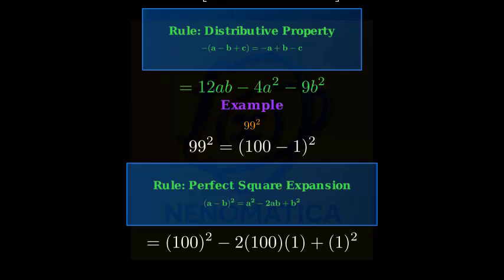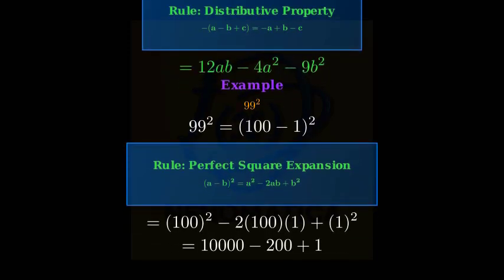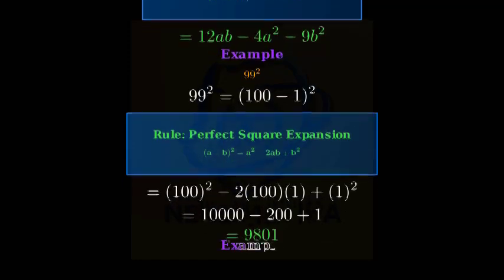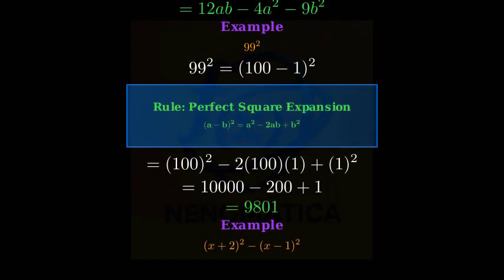Let's calculate each term. 100 squared equals 10,000. 2 times 100 times 1 equals 200, and 1 squared equals 1. Finally, let's add these terms together. 10,000 minus 200 plus 1 equals 9,801. So 99 squared equals 9,801. For our third example, let's evaluate the difference of squares.